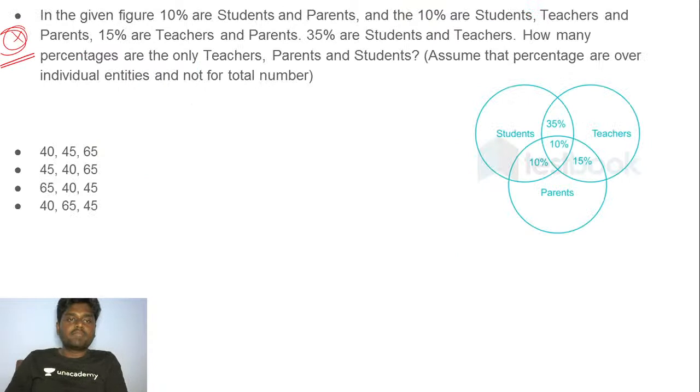Come on. In the given figure, 10% are students and parents, and 10% are students, teachers, and parents. 35% are students and teachers. You are asked to find how many percentages are the only teachers, parents, and students. And they have clearly said, assume that percentages are over individual entities and not for total number. Okay, that's your question. Come on, guys, try to do this question.